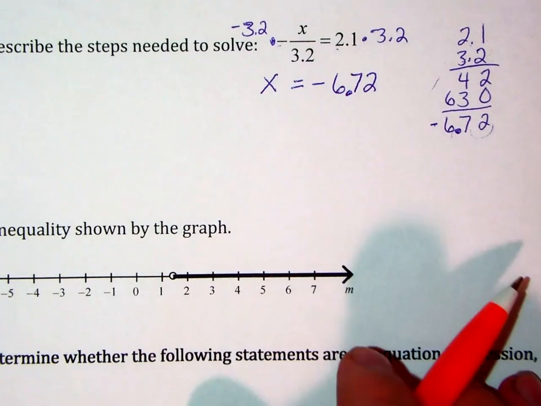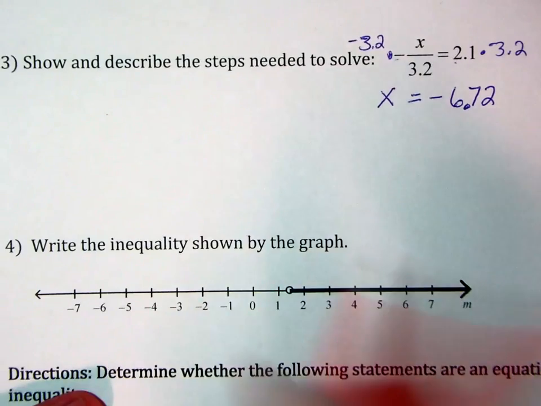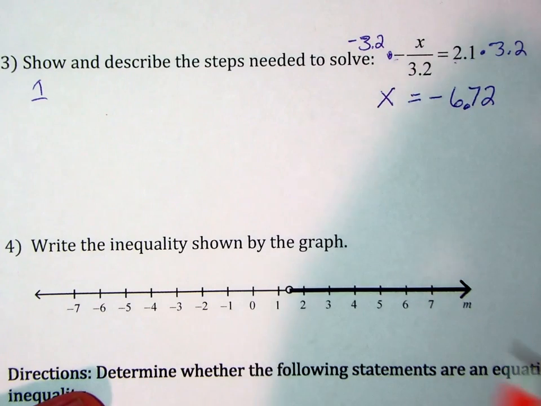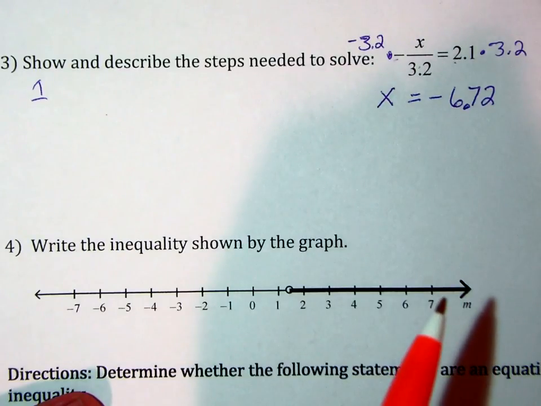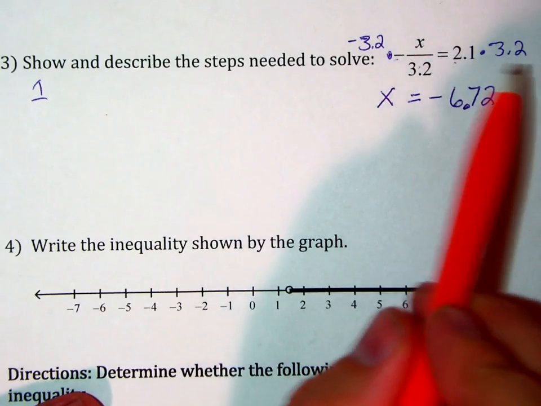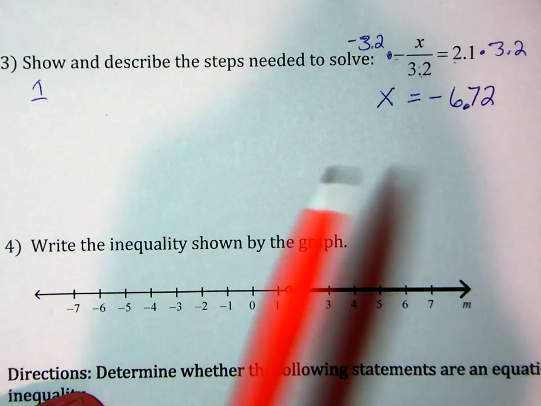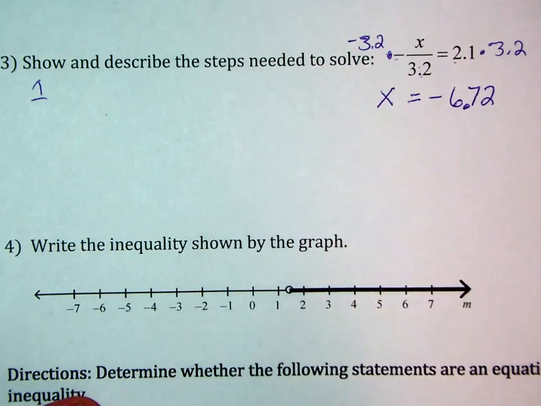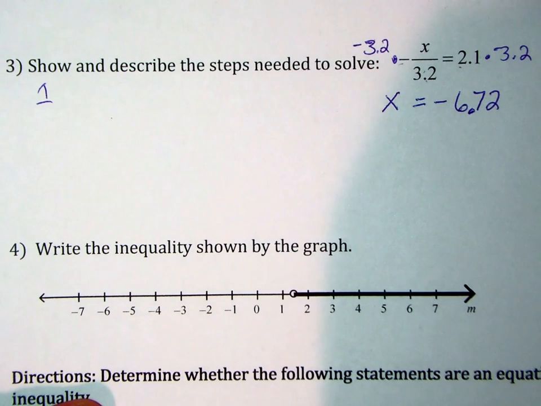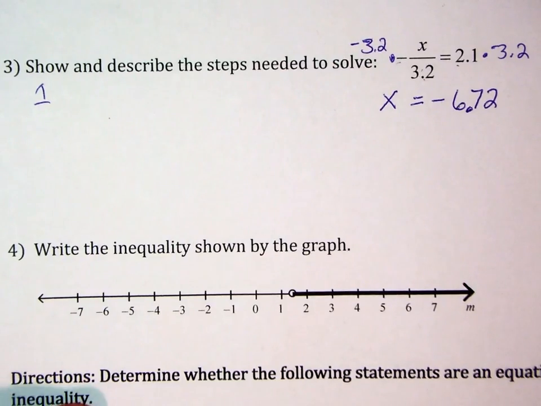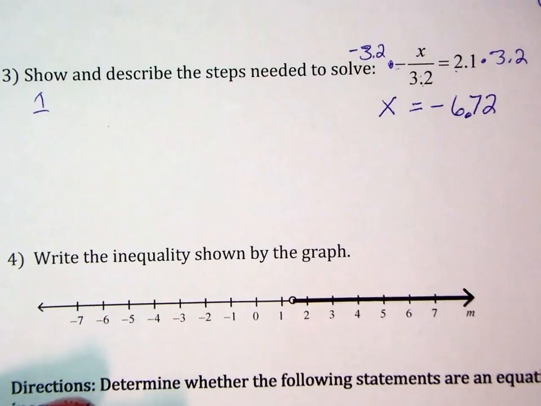Since the directions say to describe the steps, you should have something over here in words. Step 1 would be something like multiply both sides of the equation by negative 3.2. Step 2, simplify the left side of the equation. Negative 3.2 divided by negative 3.2 gives me x by itself. Step 3 would be something like multiply the right side of the equation. 2.1 times negative 3.2 equals negative 6.72. Step 4, your solution is x equals negative 6.72.